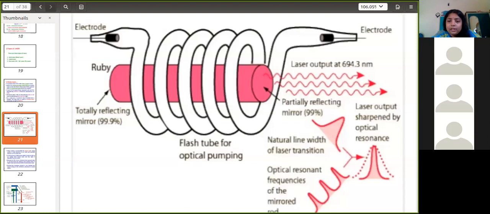Now if we go back to the picture, here, so these are the modes of vibration, or these are the modes allowed by the length L, and this is the natural frequency of the laser action.